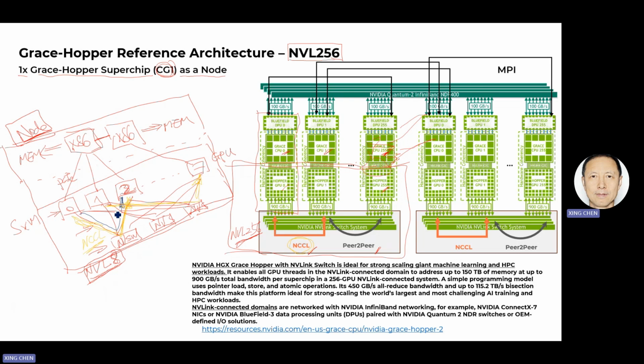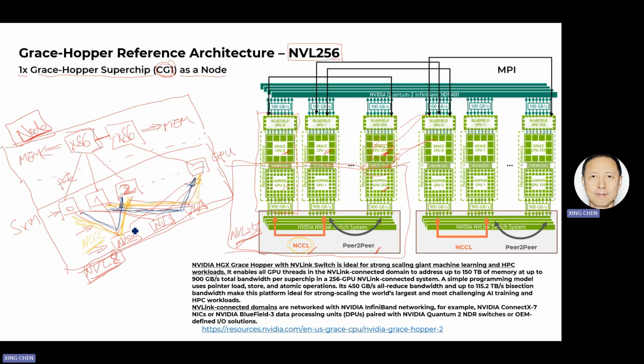GPU 0 is going to directly read the memory of GPU 2. This is peer-to-peer memory access. GPU 1 is going to read directly the memory of GPU 7. This is the peer-to-peer memory access. There are two ways to do the communication for all the GPUs belonging to only one NVLink domain.